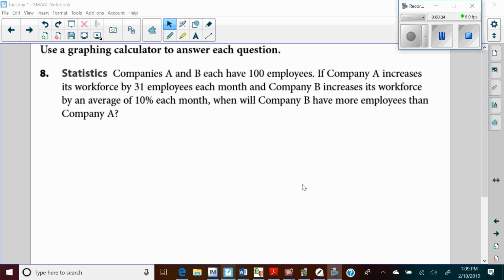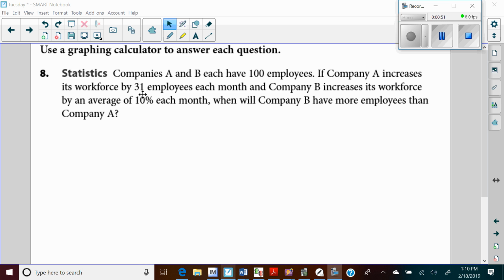First thing we're going to do is write a function for each one. Then we're going to take those functions and put them in the calculator. Then we're going to take a look at the table and compare them by a table, and then take a look at a graph and compare them by a graph. So the first thing we're going to do is write each function.